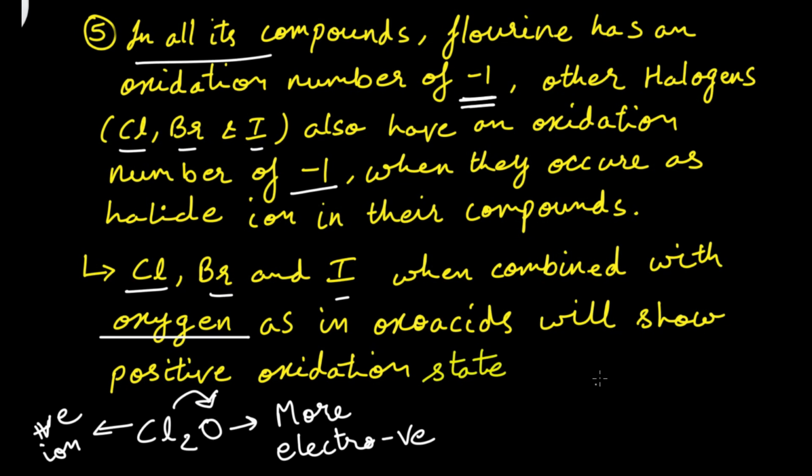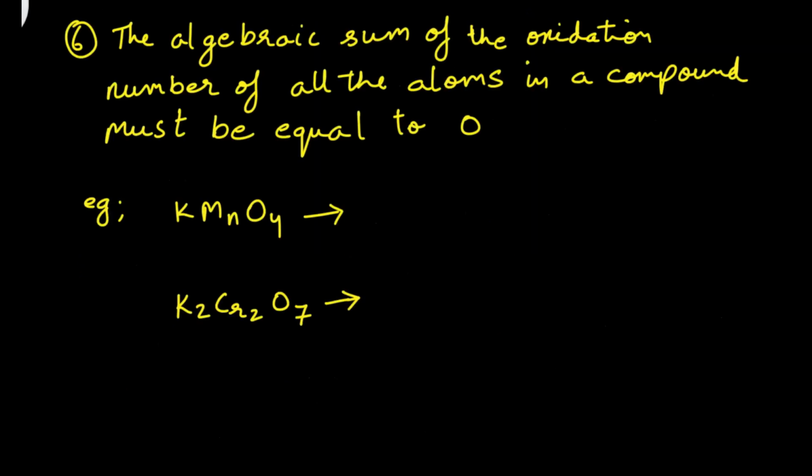Also, let's take another example, IF7. Iodine is also a halogen, fluorine is also a halogen. In this case, iodine will leave as a positive ion. Why? Because fluorine is more electronegative than iodine, it will take the shared pair of electrons towards itself, and iodine will have to leave as a positive ion. Remember this, right? I think I am very much clear with this. Now let's move to the next.